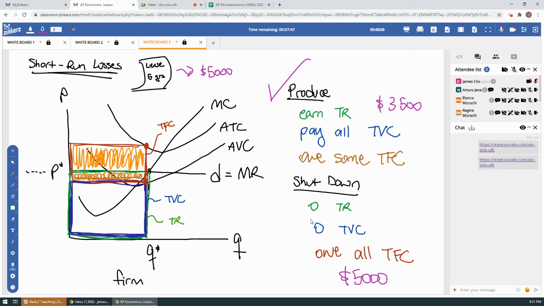I think that if the average variable cost is above the price, then it's better for you to shut down so you minimize your losses. Good job. We'll cover that next time. Firms want to minimize their losses and do what's most efficient for their companies. Okay, so this is a situation that we drew where we have short-run losses, but it's better for the firm to keep on producing.